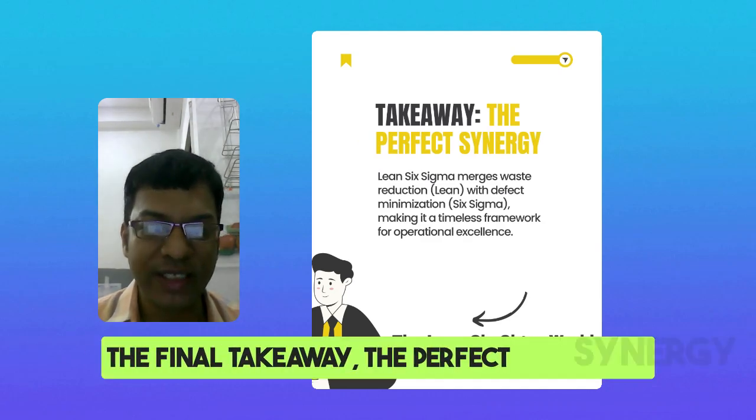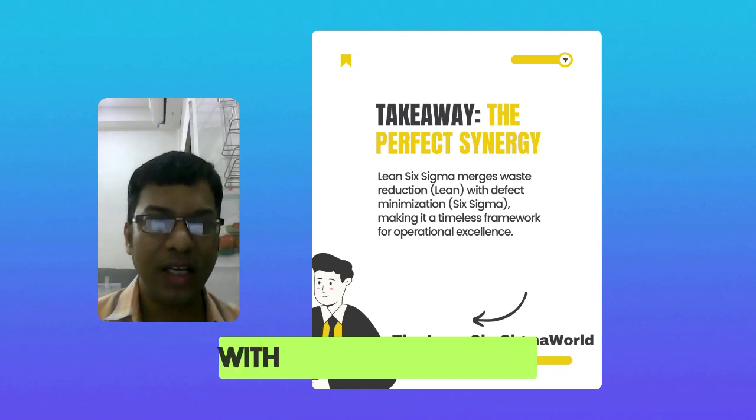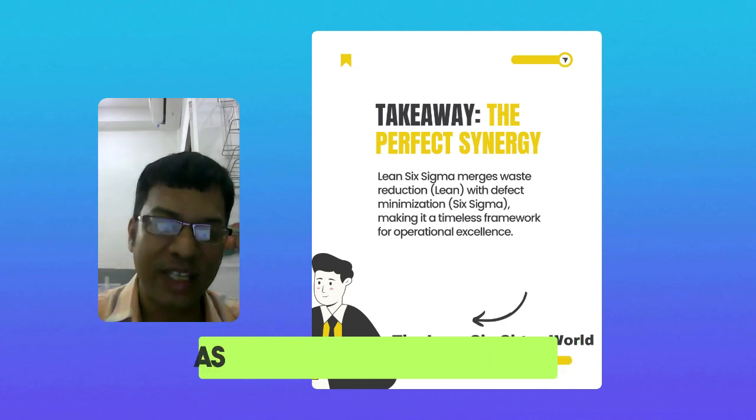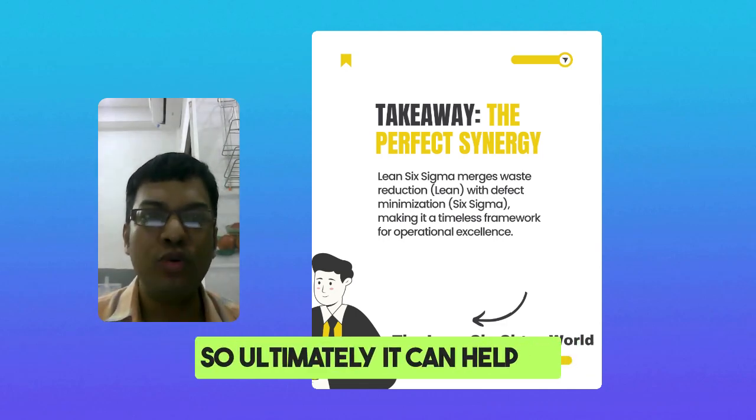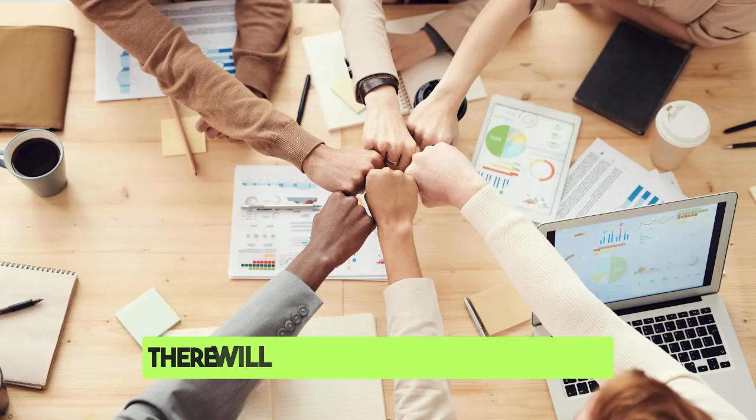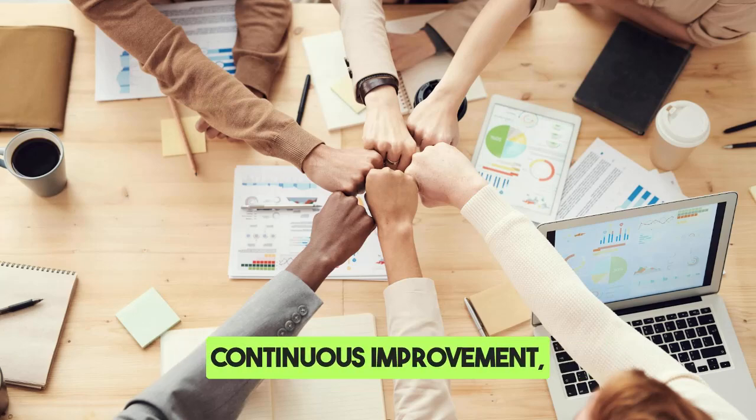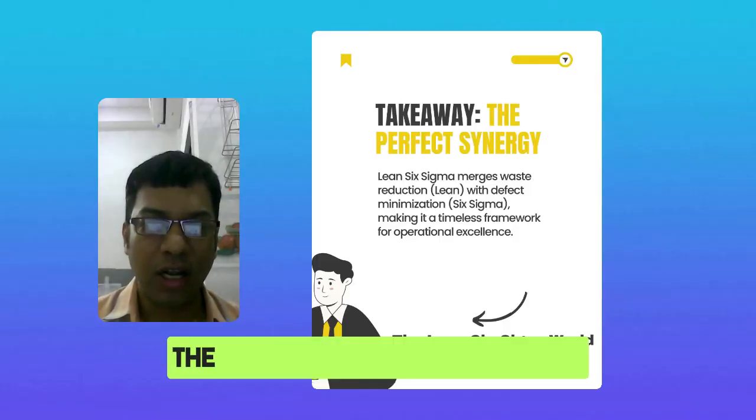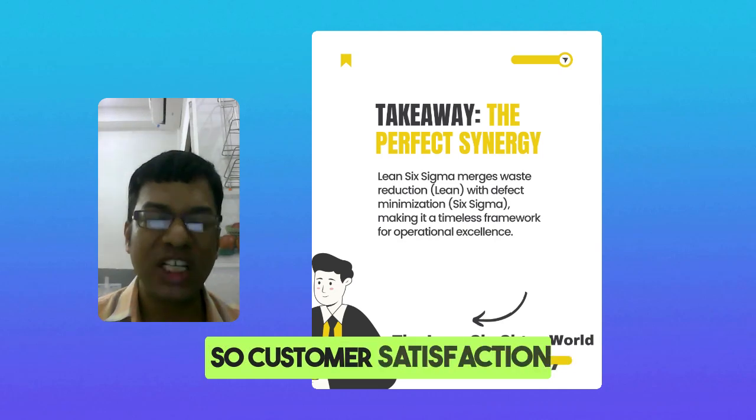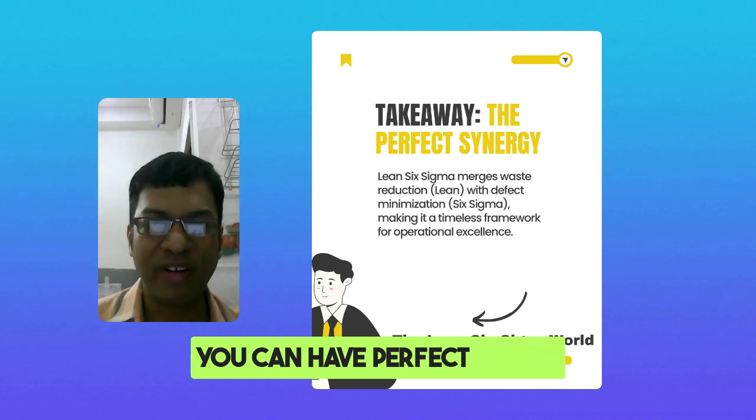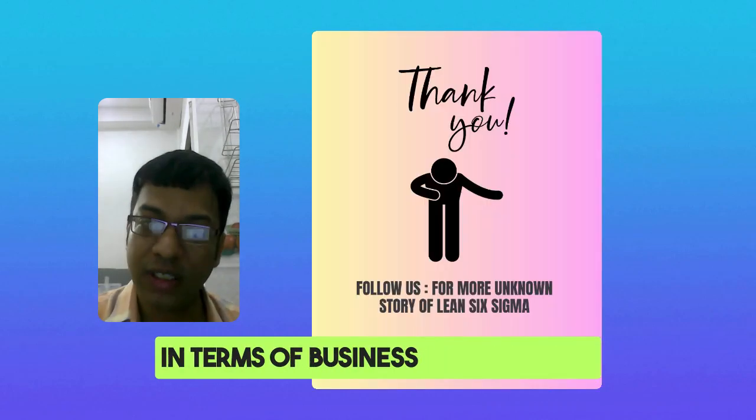The takeaway, the perfect synergy. Lean Six Sigma integrates Lean and Six Sigma, so it helps to eliminate the waste as well as improve the quality. So ultimately, it can help to improve my customer satisfaction. If the customer is satisfied, there will be huge business growth. There will be operational excellence, continuous improvement, business excellence, and that is a basic takeaway from Lean Six Sigma. It helps to build customer trust and loyalty. So customer satisfaction, business growth, operational excellence, everywhere you can have a perfect result in terms of business development.